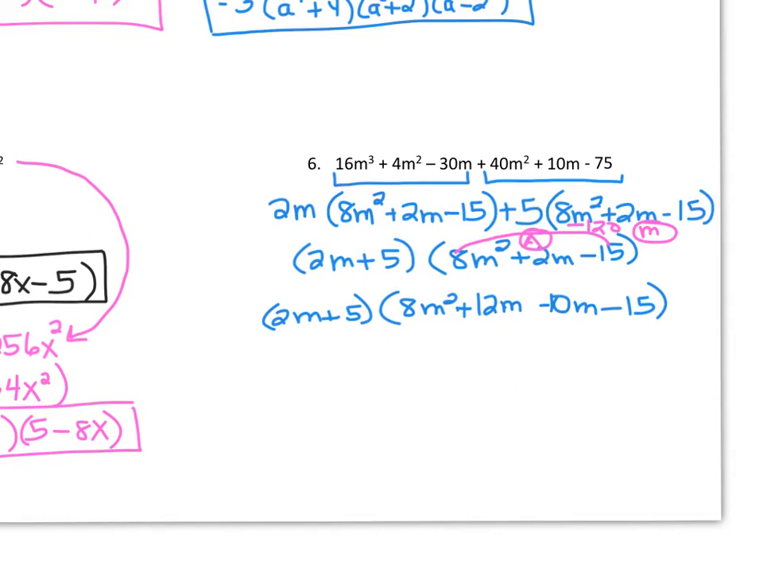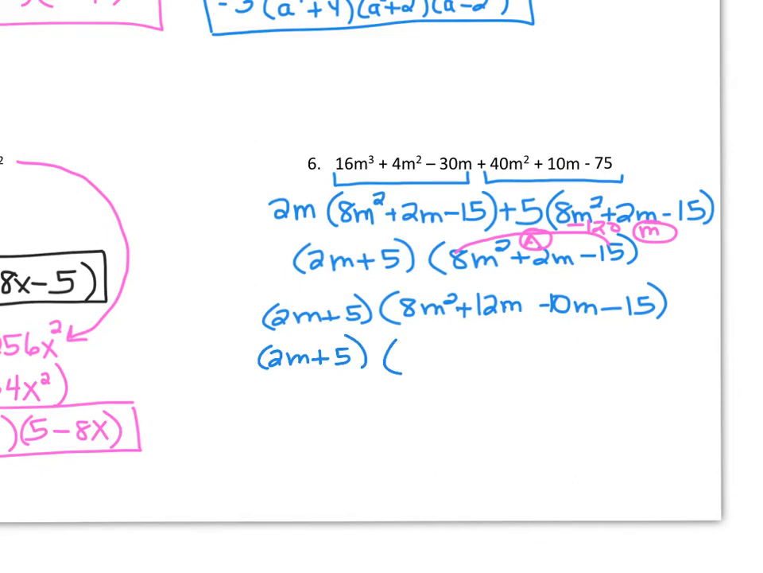By the way, if you couldn't come up with these 2 numbers in your head, you can always use the calculator trick. If you forget how to do that, scroll back to the explanation of number 1, where I showed you how to use the calculator. Okay, so anyway, let's bring down the 2m plus 5.